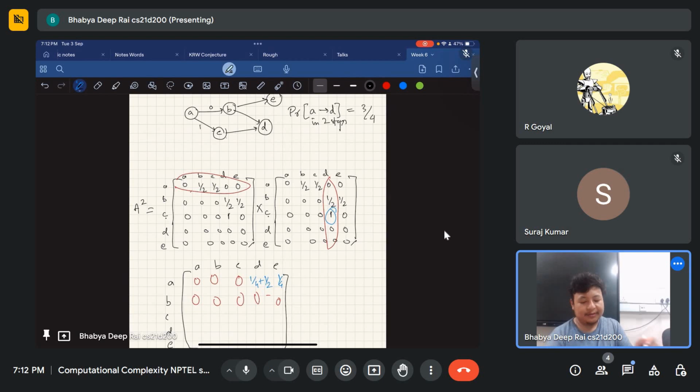Why? Because A to D is nothing but the probability of moving from A to B and then to D. So that is half probability and half probability, and from here half probability and one probability. Or in other words, I can also see it in the number of ways of moving from A to D. There are a total of 4 routes in 2 steps.